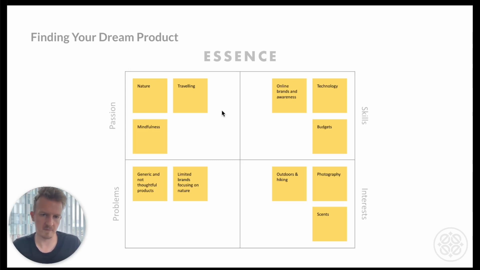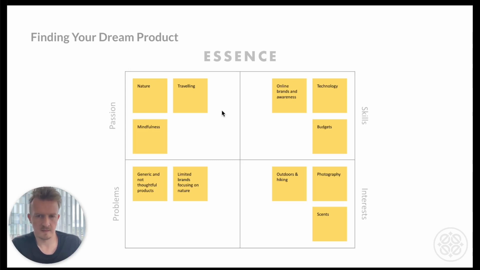What are the problem statements? So I observed that a lot of products are quite generic. They haven't got really much personality. There's not really any thoughtfulness around how they're supposed to make people feel better. And there was a limited amount of brands focused on nature. So if I want to bring a product into my home, or I want to make myself feel relaxed, there's very little out there. Or if they are out there, they're heavily overpriced, and it was extremely frustrating.